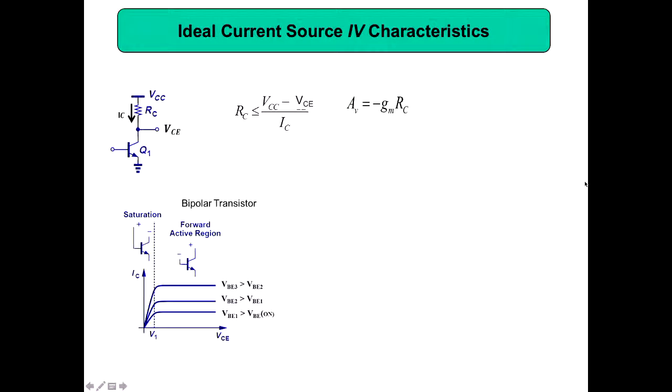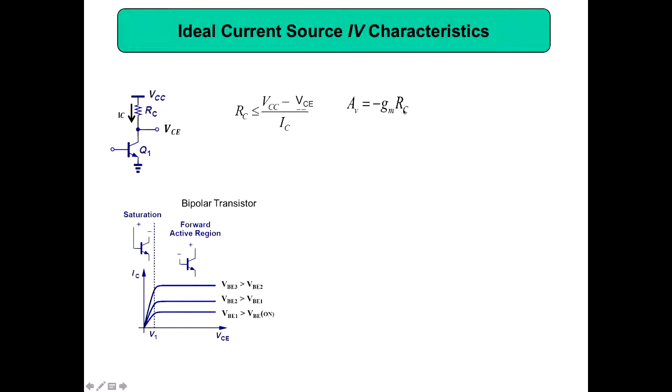So, the ideal current source IV characteristics. Suppose we have this RC here, and this is the collector current. This is a simple amplifier configuration, and your RC will decide whether this amplifier is in the saturation or active region. Once you increase RC, the transistor will go to saturation, which we already studied. Then your gain equals minus gm into RC. So if you want to increase the gain for a given bias, we have to increase RC.